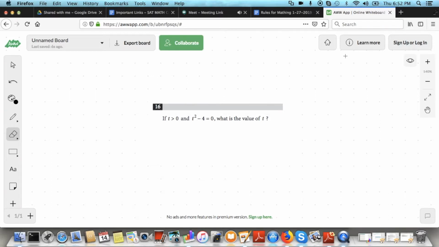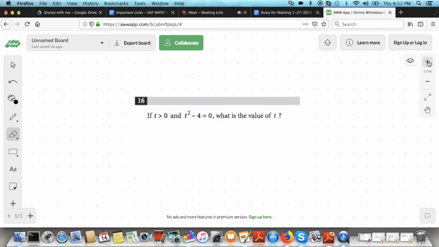Yes. Okay, can you see this question on the whiteboard? You might need to shift around a little. Yes, I can. Okay, good. And if your whiteboard's not working, it doesn't matter because we don't need it here. All right, read this question for me, please. If t is greater than 0 and t squared minus 4 equals 0, what is the value of t?